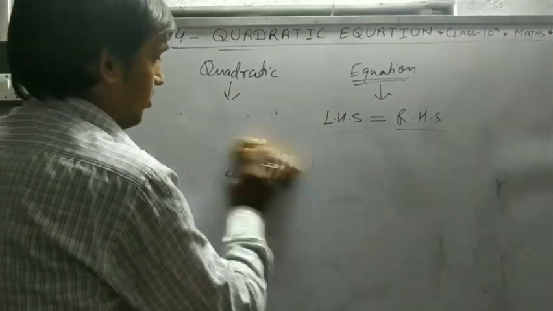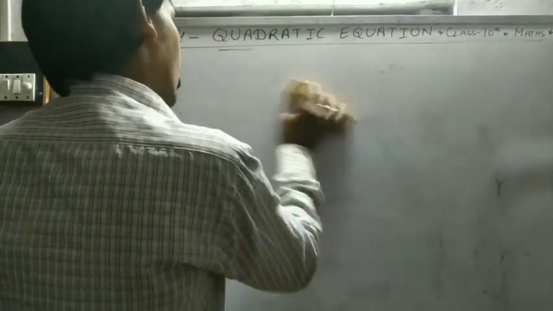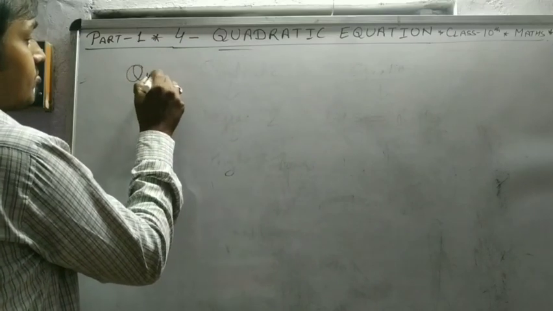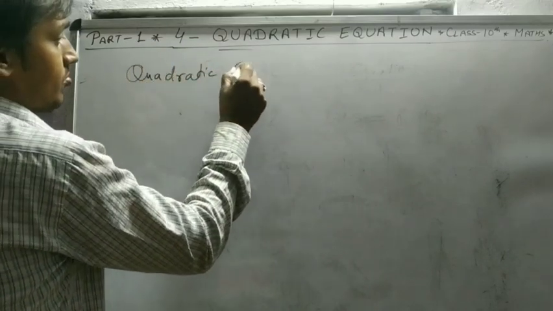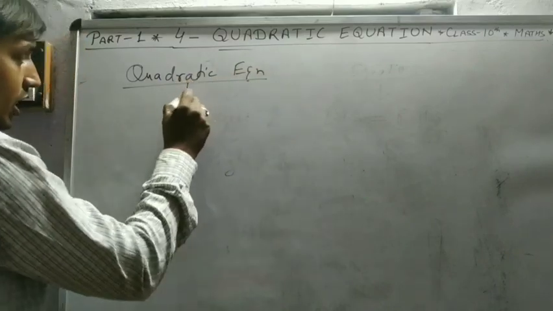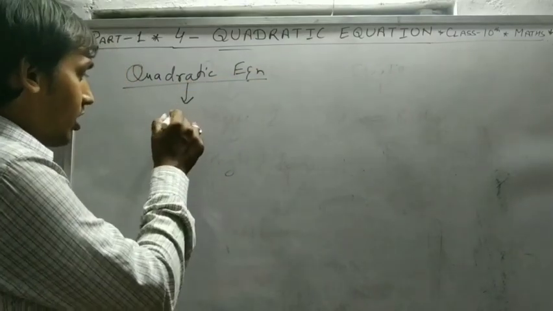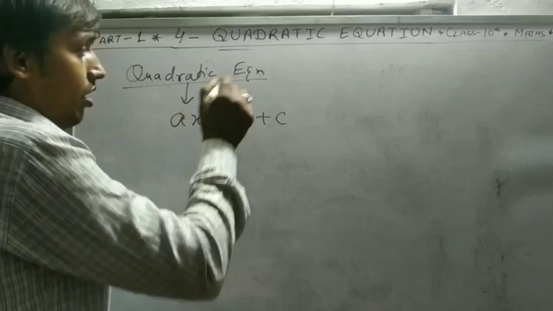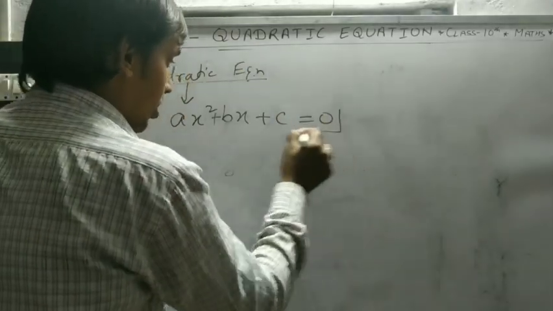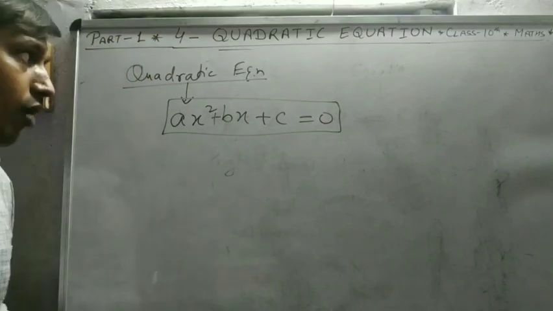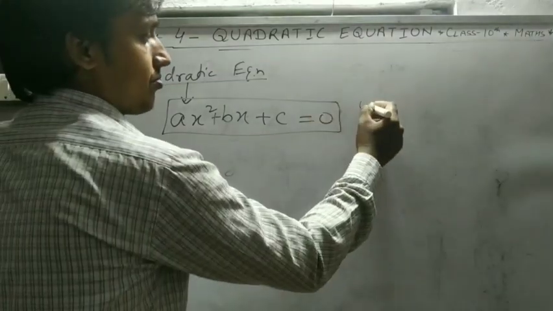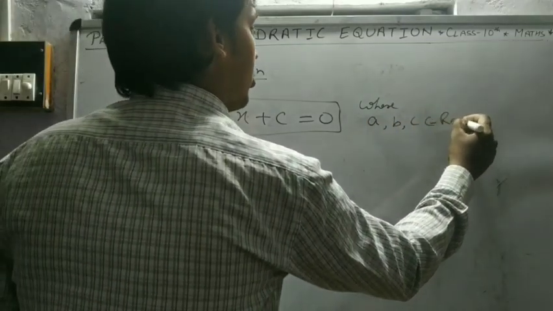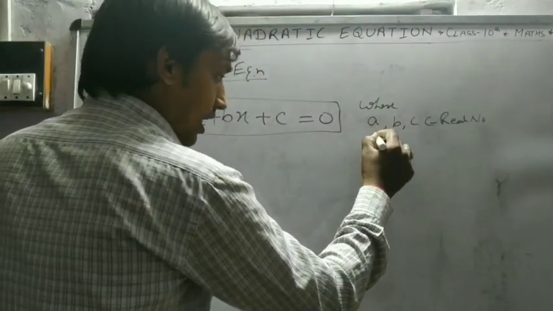So, the basic of the quadratic equation is the standard form of a quadratic polynomial, that is ax square plus bx plus c, but for the equation, that is equal to 0. It is the standard form of a quadratic equation where a, b, c belong to real numbers, but a can't equal 0.